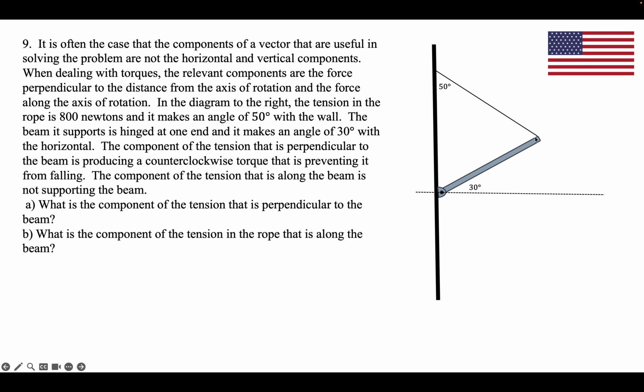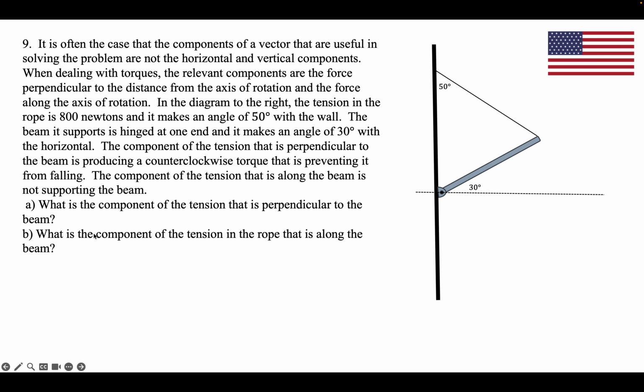What we need to get when we do torques is the component of the tension that's perpendicular to the beam, because that's the component that rotates it. And the component that's along the beam doesn't rotate it at all. If you go over to this beam and you push straight in towards the hinge, it's not going to rotate. If you want to get this beam to rotate about the hinge, you have to push perpendicular to the beam.